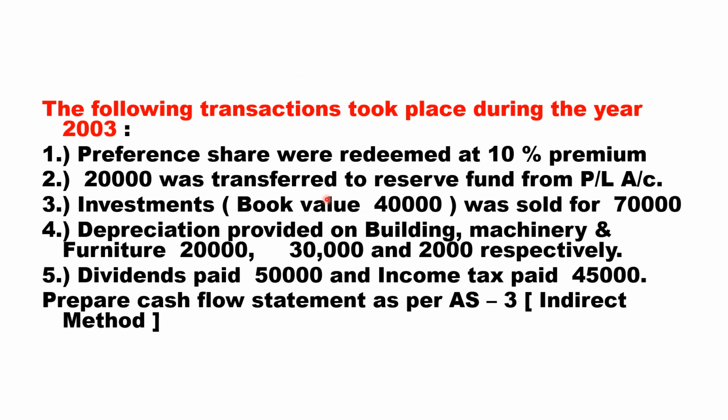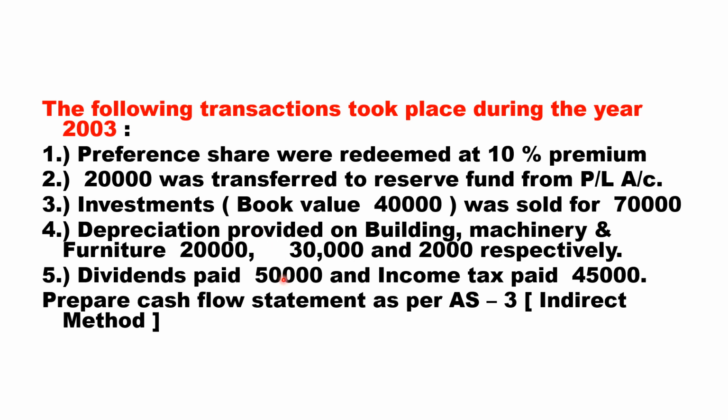So as I told, all adjustments will come at two places. So 70,000 investment will come in investment account and investing activity, and there is a profit of 30,000, it will come in investment account and OA. Depreciation provided to building, machinery and furniture rupees 20,000, 30,000 and 2,000 respectively. So depreciation will come in respective accounts and OA.